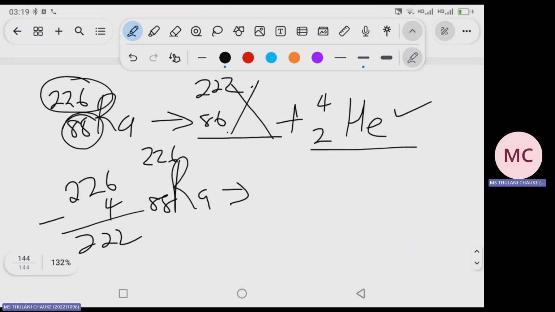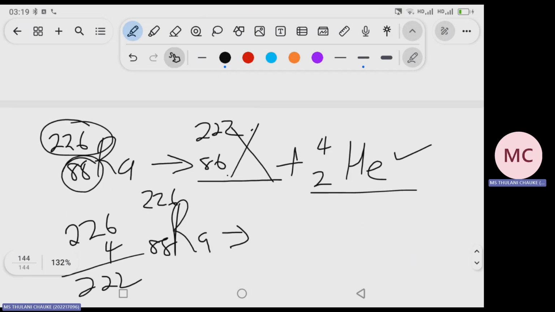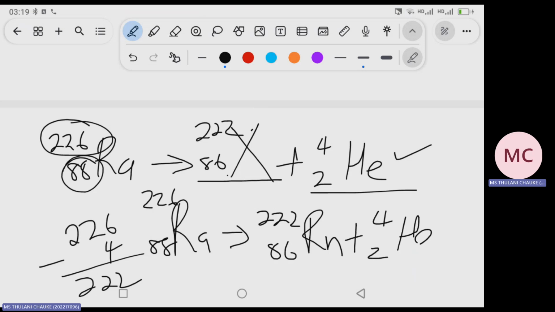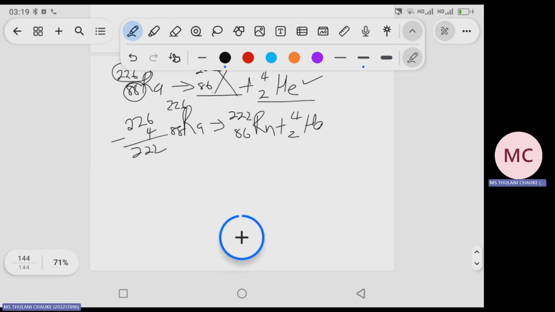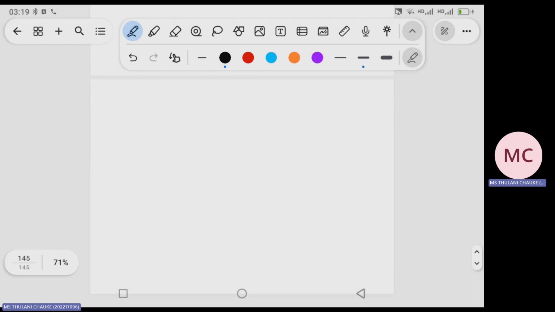So you'll just put Rn, then this 86 plus the helium nucleus that was emitted. That's all about alpha decay. So it will always be like that. You can also do this example and check if you understand.